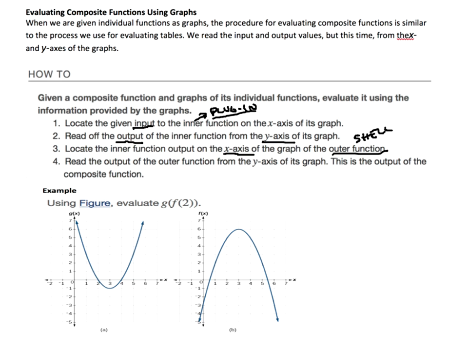And then you finally read the output from the outer function from the y-axis. Okay, that's a lot of words. It's really not that difficult. It sounds difficult, but it's really not. I'm going to color code us again. So I have G as my shell, and this is actually a picture of the G of X function. And then I have F as my plug-in, so I'm going to start there.